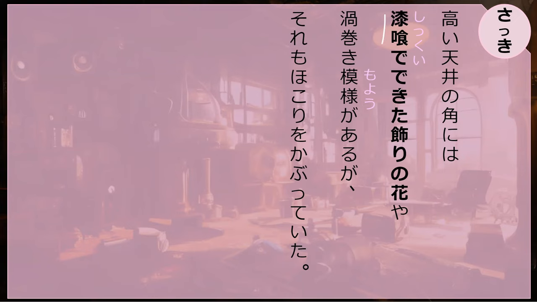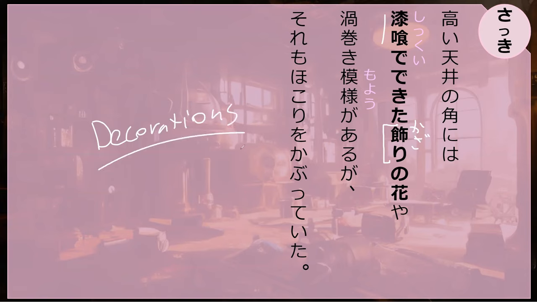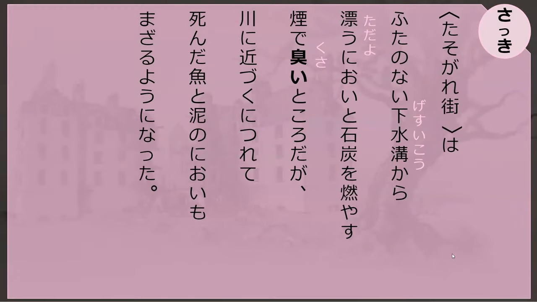Do you remember what shikkui meant? Shikkui de dekita kazari no hana. Kazari means the decorations. The flower of the decoration, dekita, made of. Yeah, made of. So the flower decorations were made out of shikkui, plaster, in the corner of the tenjo, the ceiling. Yep, plaster. Perfect.